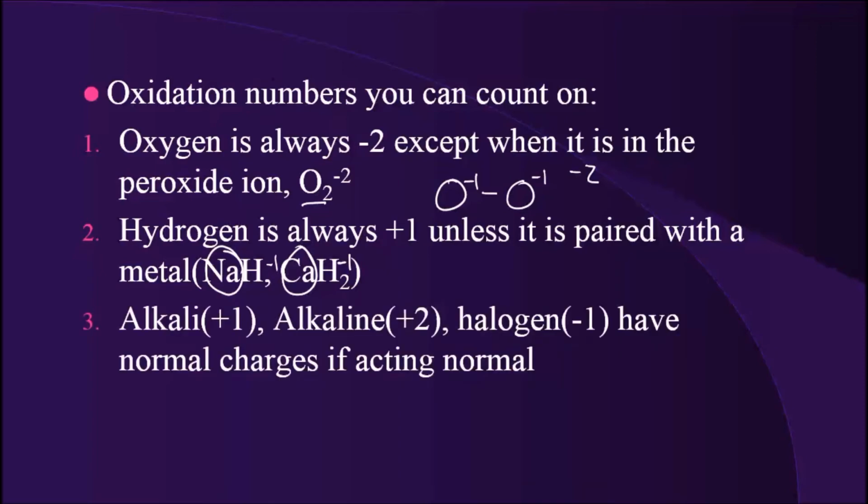Alkali, 100% of the time will become +1. Alkaline, 100% of the time will become +2. Halogens, -1, 98% of the time, if it's acting normal. Okay? If it's acting where it should be. If it looks like it's where it should be, it'll be -1.